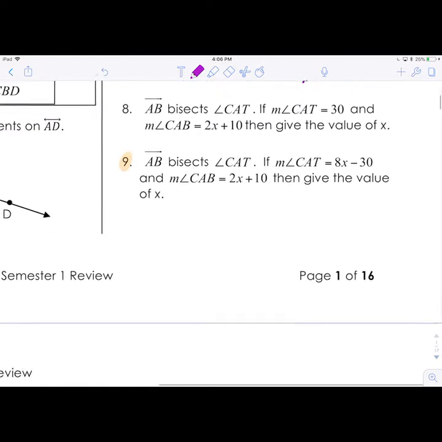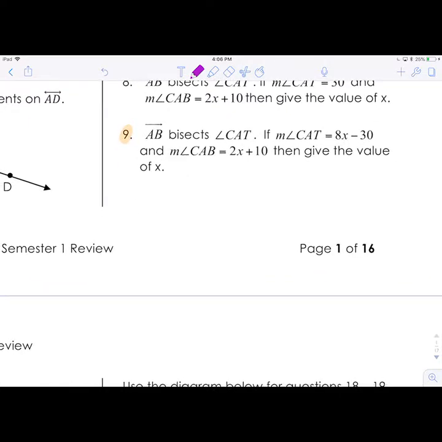Okay. Number 9 asks, AB bisects angle CAT. So right off the bat, I'm just going to draw an angle and label it CAT. A is the vertex. And then AB is the ray that bisects it. So we're going to have a ray starting at A and jutting out from the angle. And since it's an angle bisector, we know that this angle is congruent to this angle.